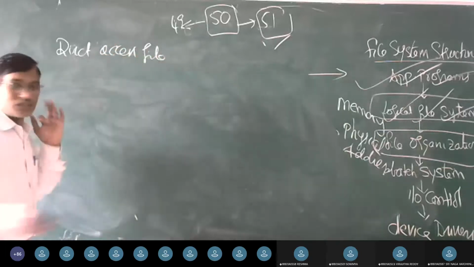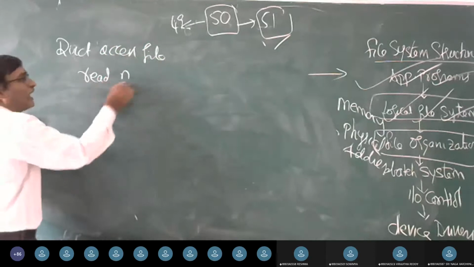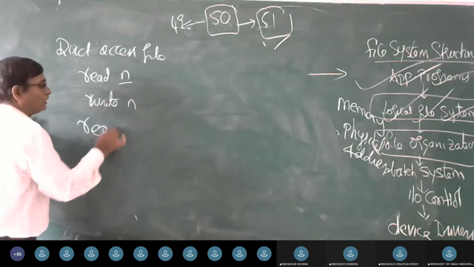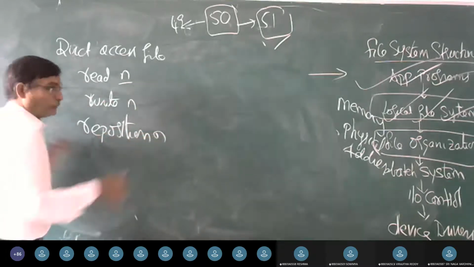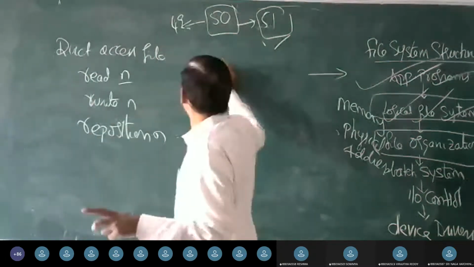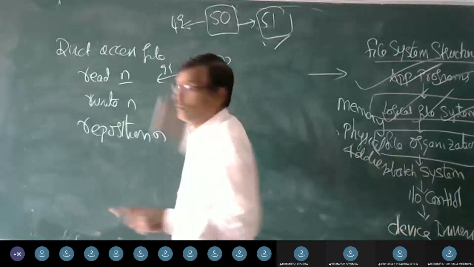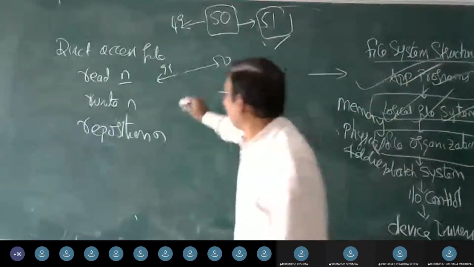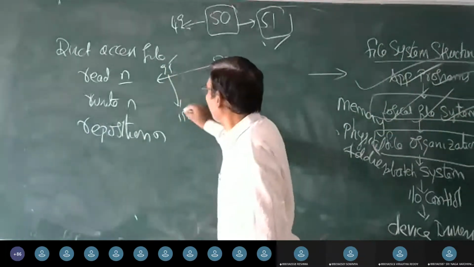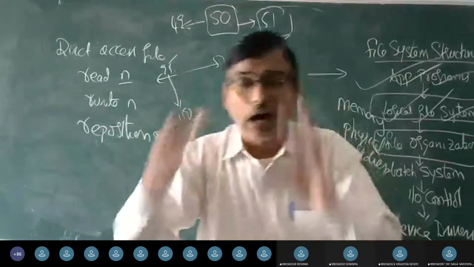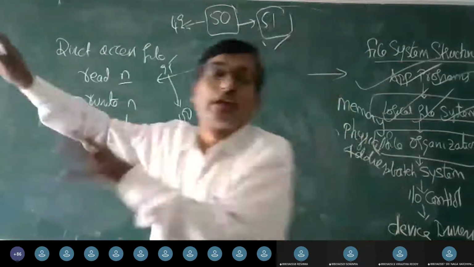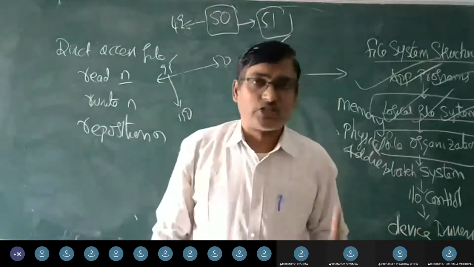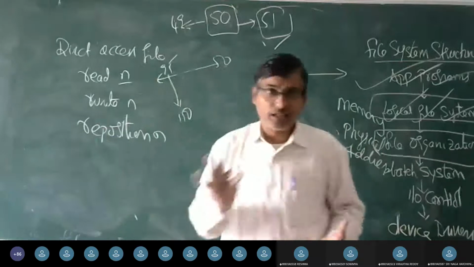In direct access, we can do read, we can do write, and we can do reposition n. That means now I am at 50, and I can go to 95. I can move ahead by any number of disk blocks at a time. Then reposition from 95 to 150. That is, we move the arm of the disk from the 95th location to the 150th location. All such operations we can do in a direct access file.